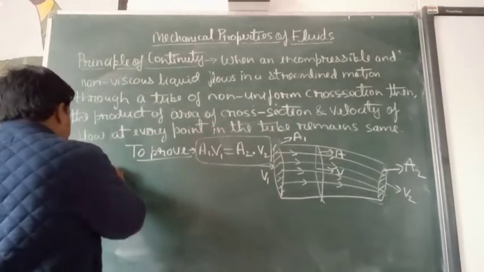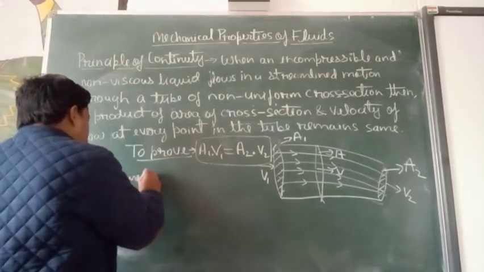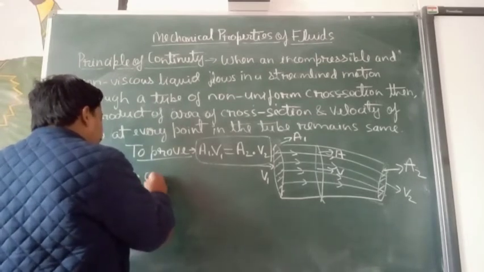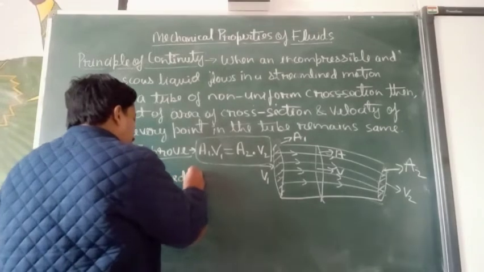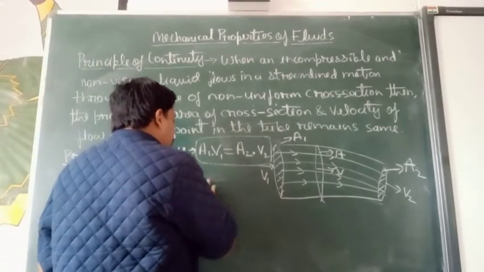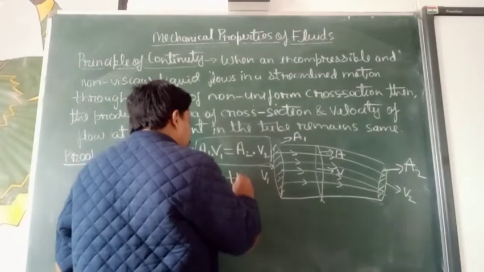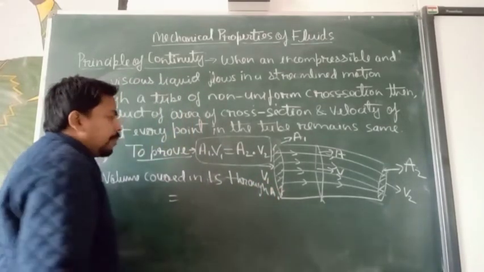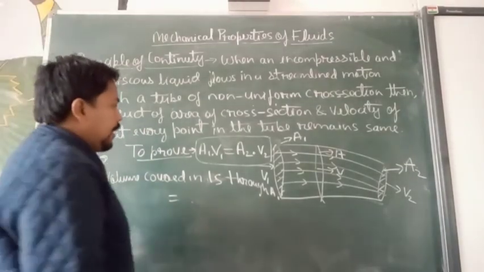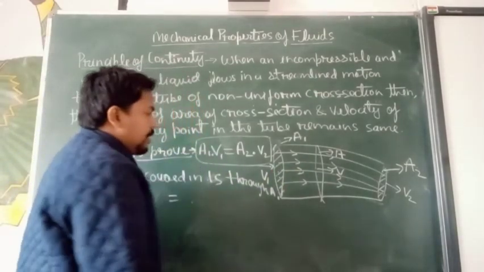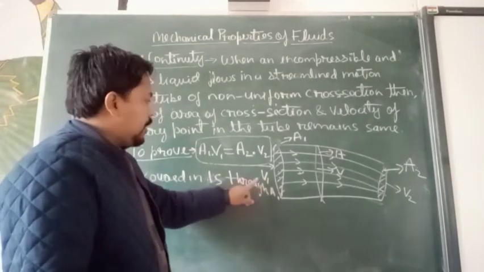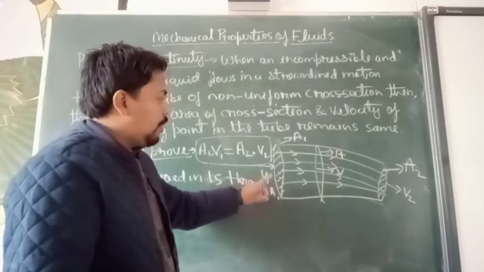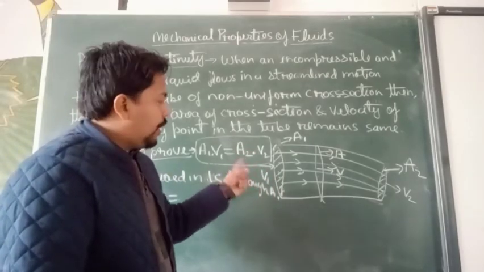Okay, so the volume covered in 1 second through A1. How much will it be? For 1 second, how much distance will it cover? Distance is equal to speed into time, so distance will be v1 into t, that is 1 second. So for 1 second the distance will be v1, because v1 into 1 is v1 only.